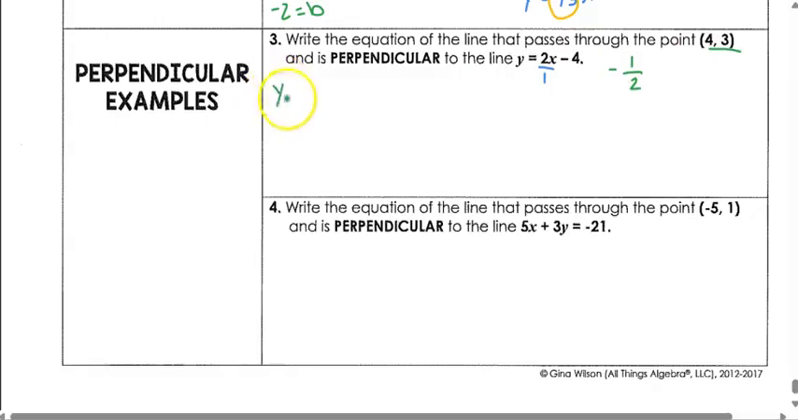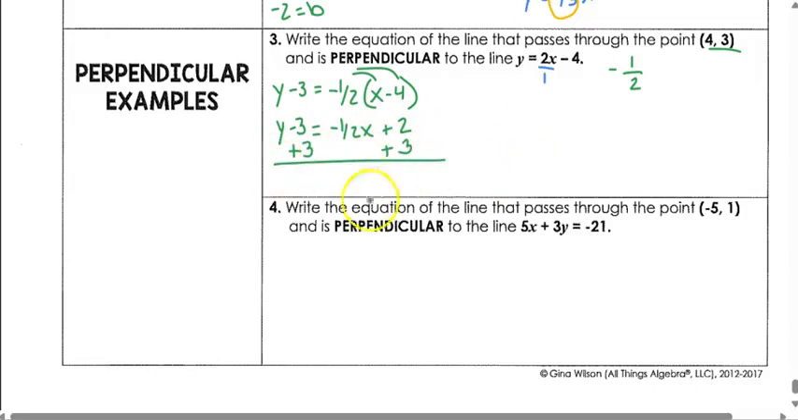So I'll do point-slope this time: y - 3 = -1/2(x - 4). Distribute my -1/2, y - 3 = -1/2 x + 2. And then I add 3 to both sides to get my y by itself. And so my equation of my perpendicular line is y = -1/2 x + 5. Whoops, let me fix that.